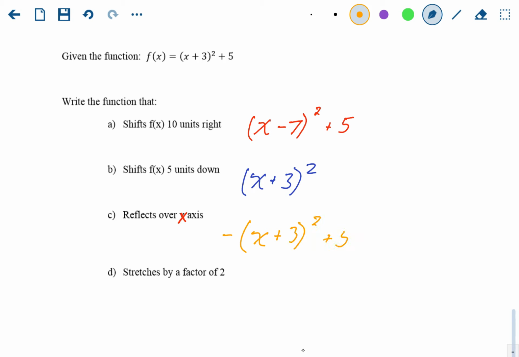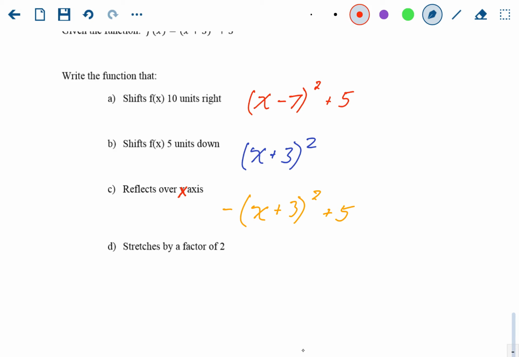And then stretched by a factor of 2, that also only deals with the part out front. If you need to stretch it by a factor of 2, you're just going to multiply the front by 2. All right, so nothing really new in that. There's just different types of problems that you could have set up, different scenarios that I could ask.